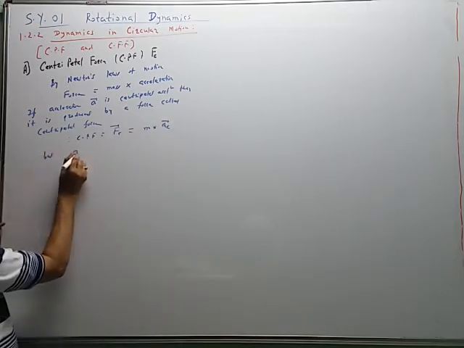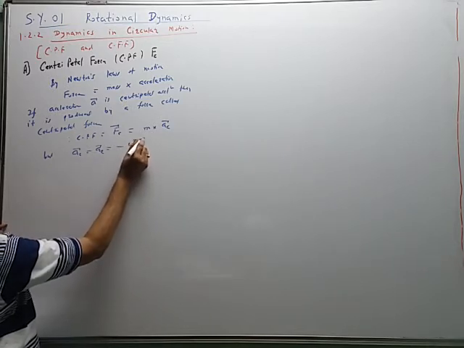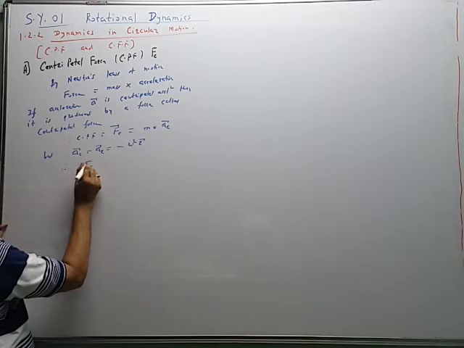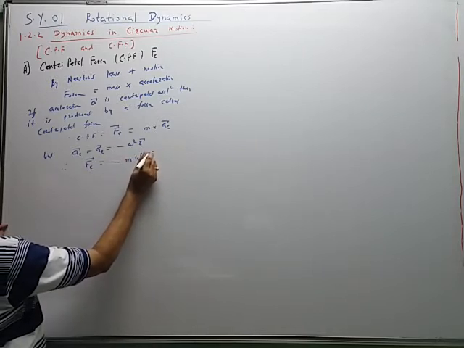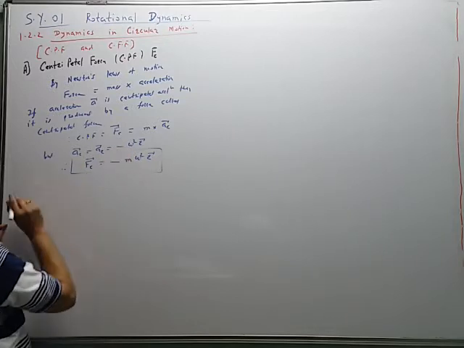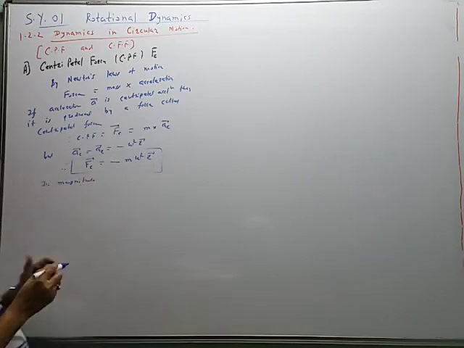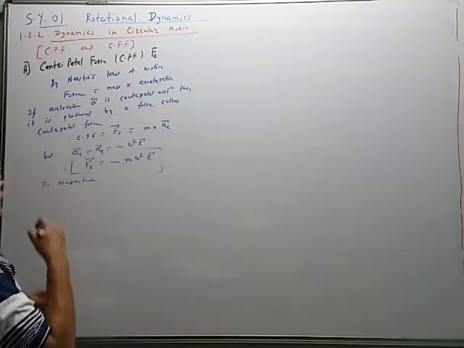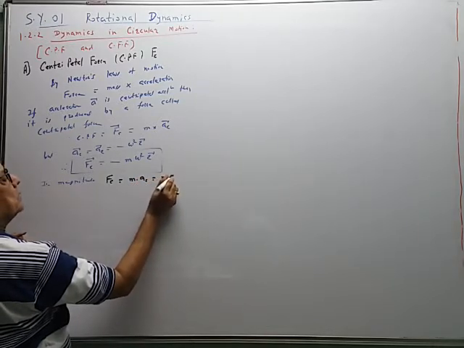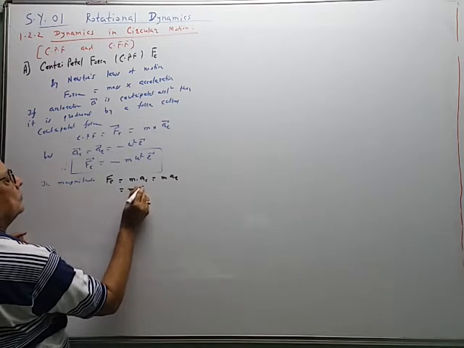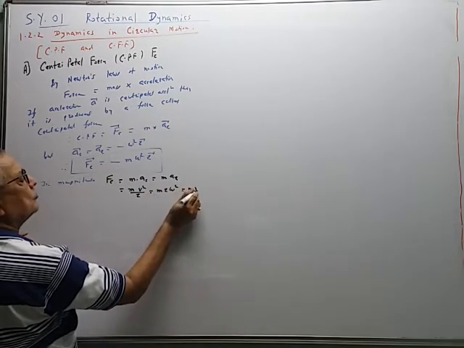But AC is equal to AR is equal to minus omega square vector R. And therefore, the centripetal force in vector form it is given by minus m omega square vector R. In magnitude, FC is equal to m multiplied by AC, m multiplied by AR, it is equal to m v square upon R, or m R omega square, or m into v into omega.